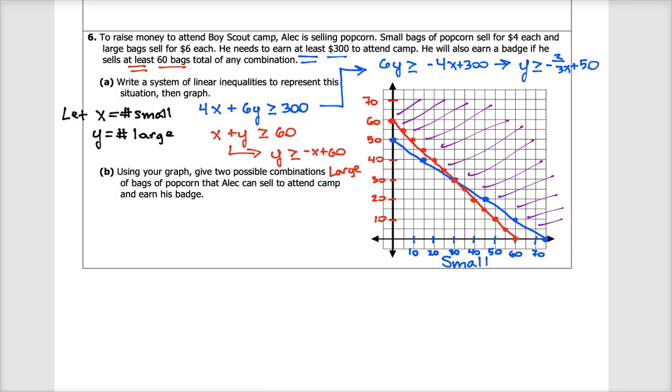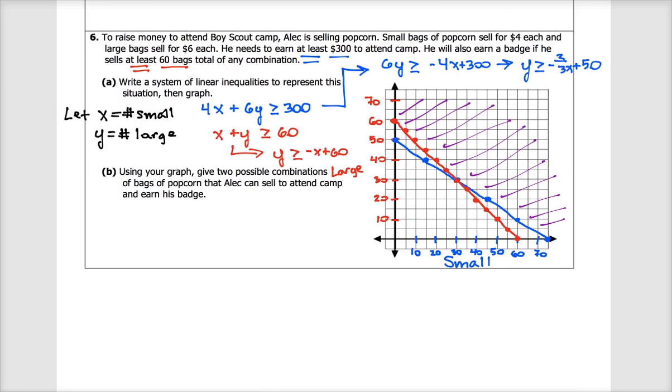One point I see that lies within this shaded region is the point (10, 60). So that would be this point right here. So that means that he could sell 10 small and 60 large bags. Another point I see in the shaded region is this point here. This is (50, 40). And so this means that Alec could sell 50 small and 40 large bags.